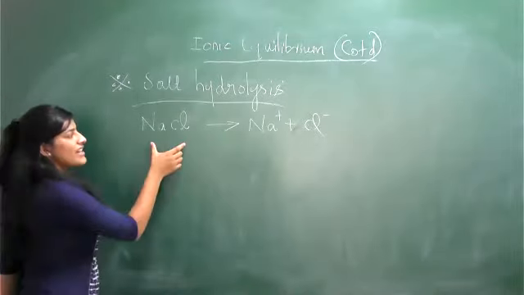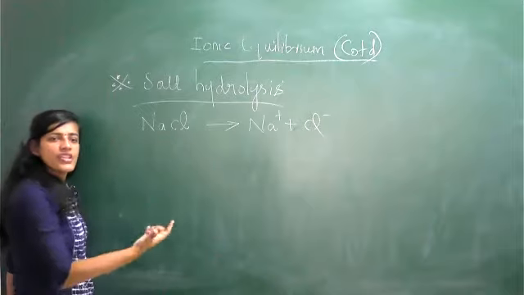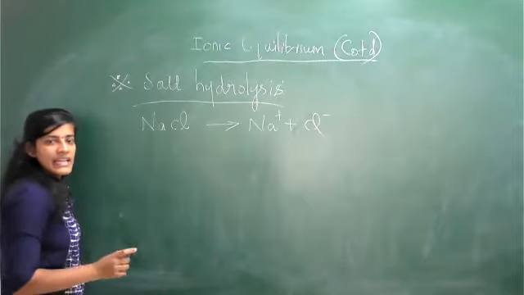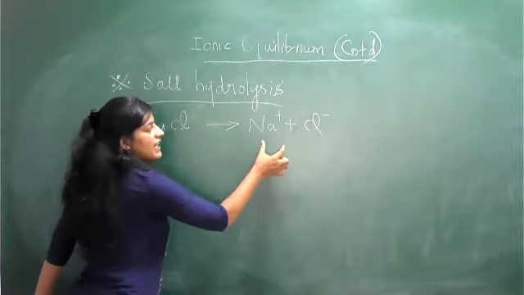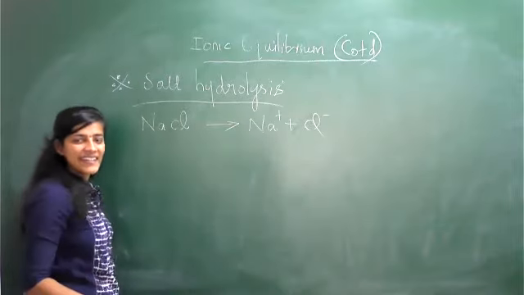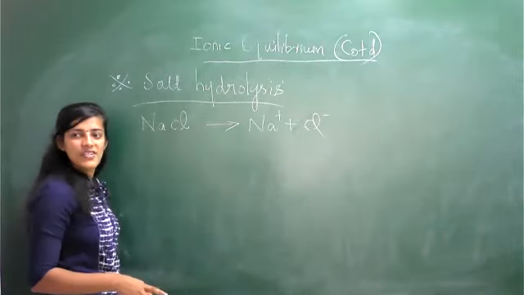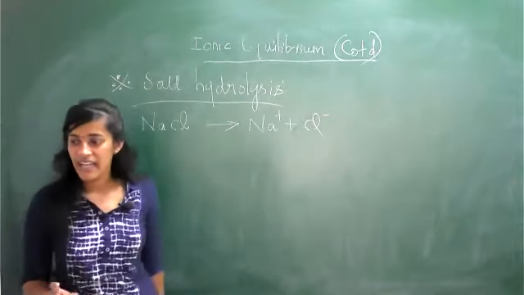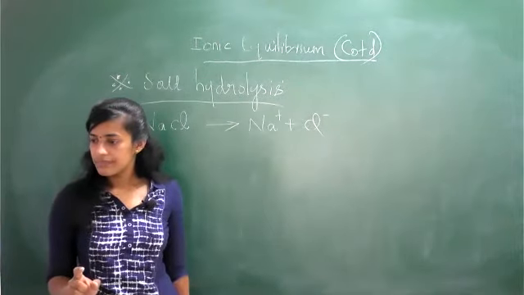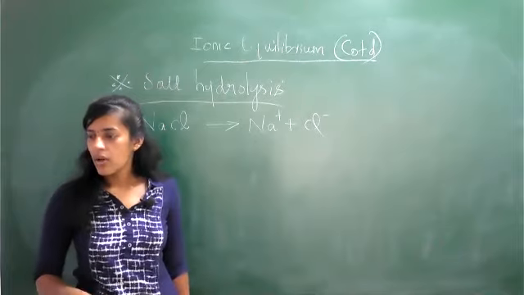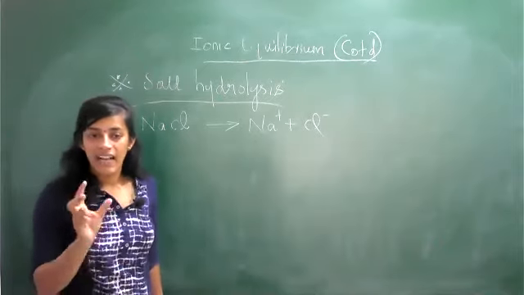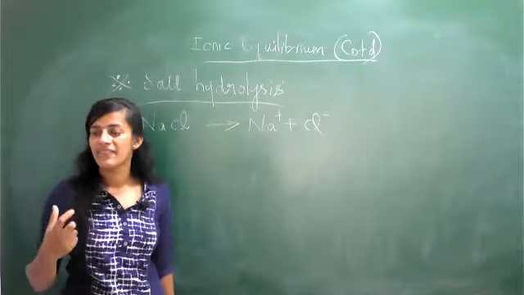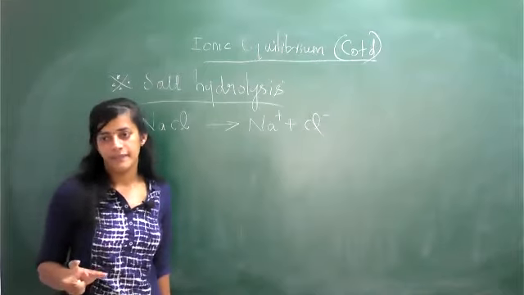Listen. When a salt undergoes dissociation, it will form salt ions. That salt ion has a tendency to react with water. That process is called what? Salt hydrolysis. Once again, salt hydrolysis is simply how salt ions combine with the water.